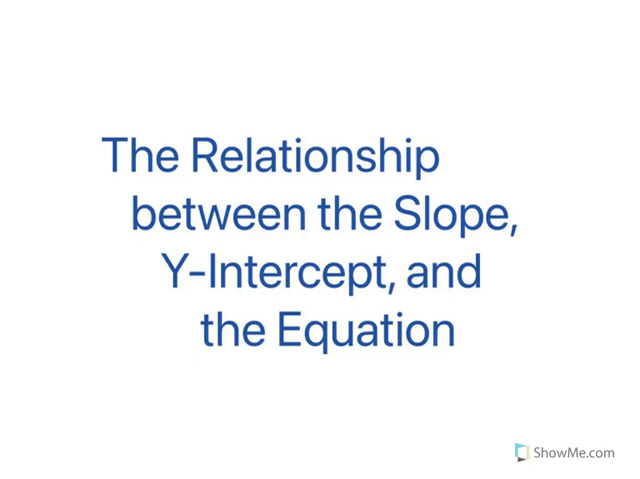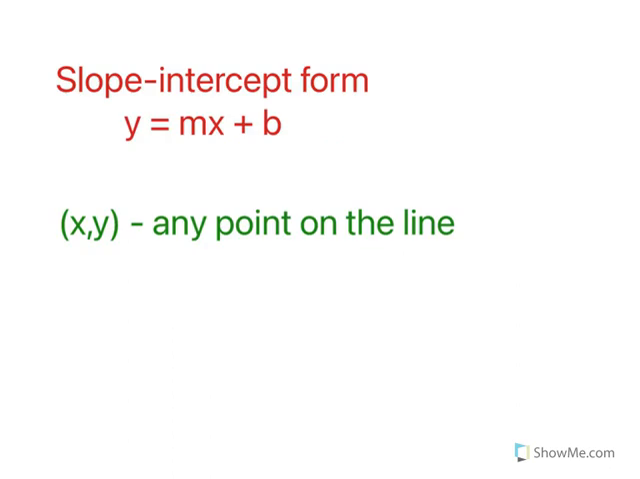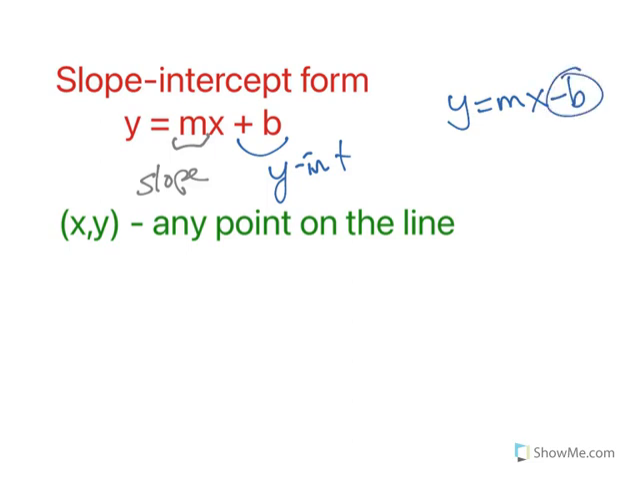Let's talk about the relationship between the slope, the y-intercept, and the equation. So first, slope-intercept form of an equation is y equals mx plus b, where the m value represents the slope, the b value represents the y-intercept, and if it's negative, it's going to be y equals mx minus b, right, because we have a negative.